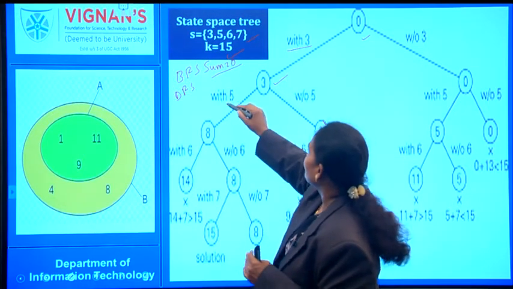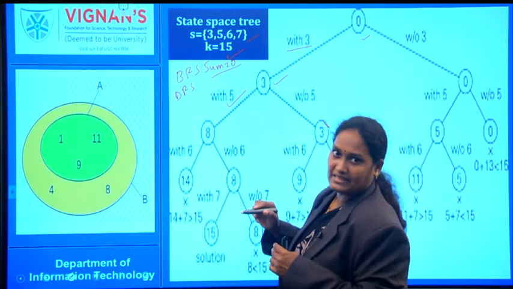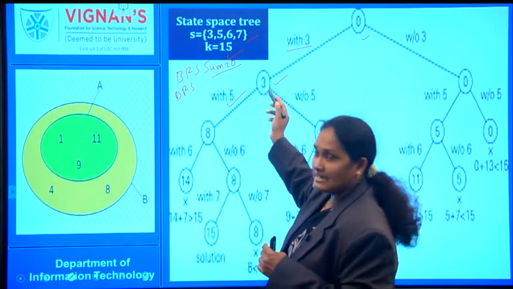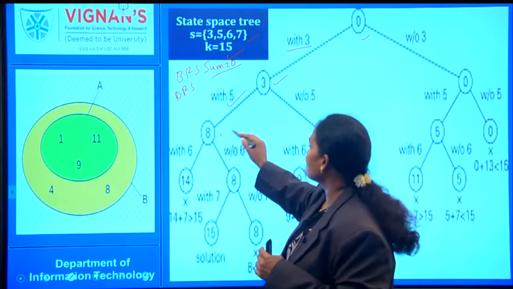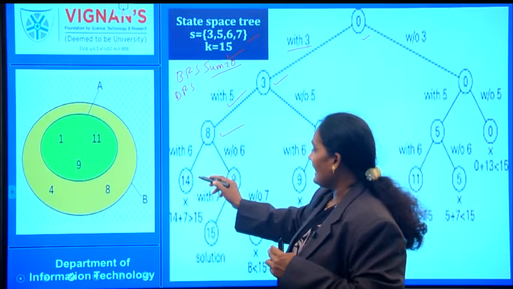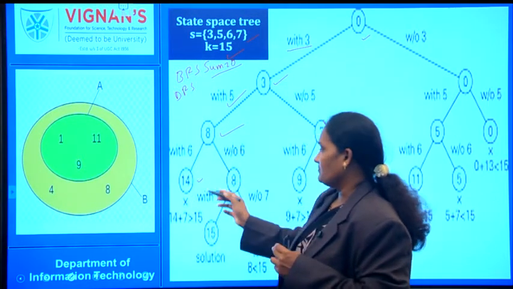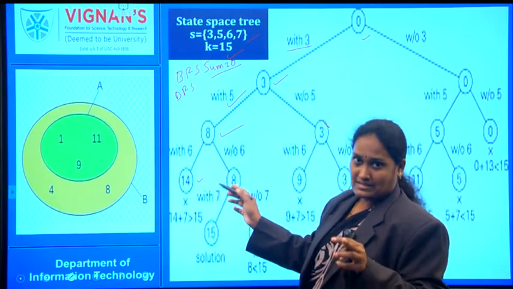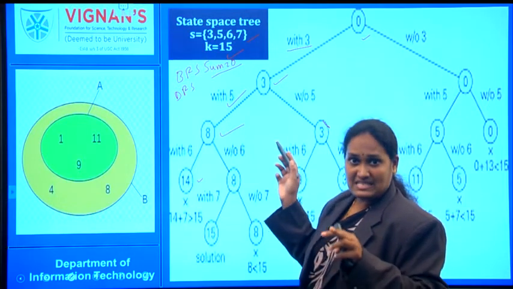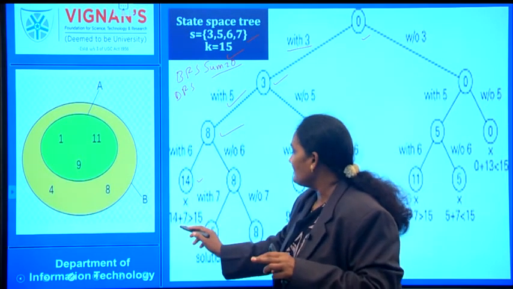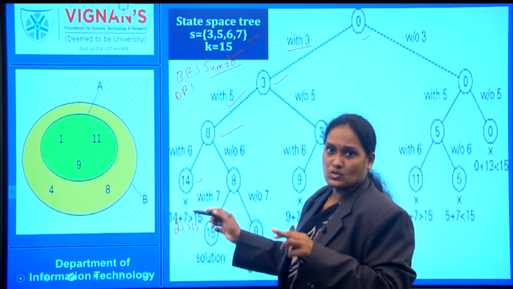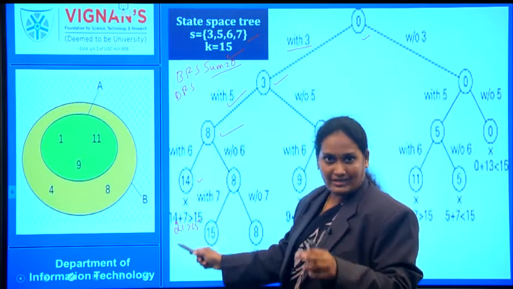Now with 5, we are adding the next element 5 into the subset. Earlier the sum is 3, now the sum becomes 8. Now with 6, if I add it, the sum becomes 14. But if you add the next element, which is 7, 14 plus 7 becomes 21, which is greater than the given integer. So from this path we did not get the solution.